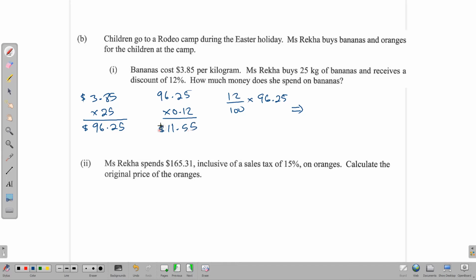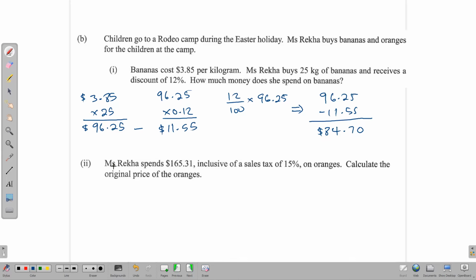That is $11.55. And now we need to do the subtraction because it's a discount, so we need to take it from that. So 96.25 minus 11.55, and that gives us $84.70.